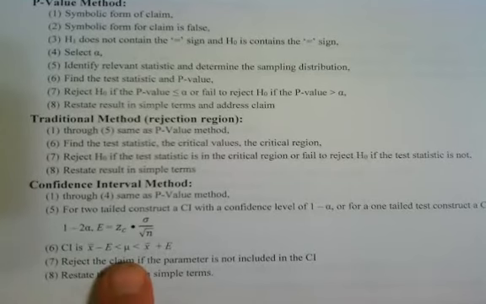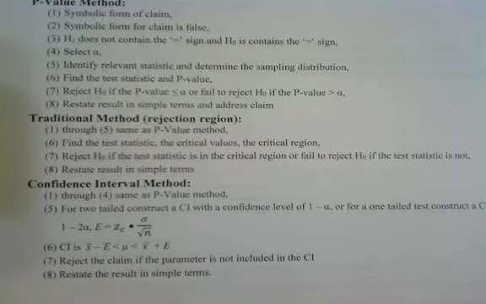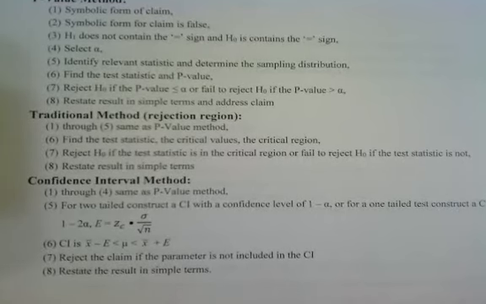Or the opposite, if it does fall within the confidence interval, then we fail to reject because anything in that confidence interval is what we expect anyway. So if it's falling within that, it says basically that we can't throw out the null hypothesis. And then finally we restate in simple terms.